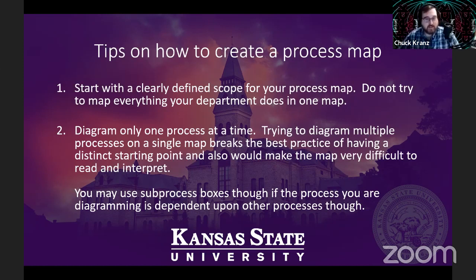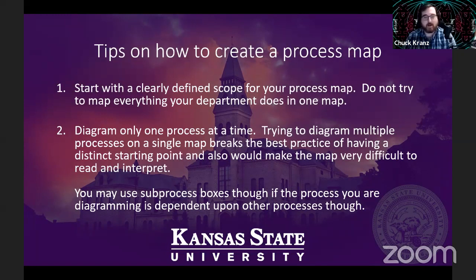So we wanted to go over some tips on creating a process map. Tips 1 and 2 are closely tied together. For 1, you need to start with a scope: a single business process, a single service you're providing. You don't want to try and lump in everything your group does. It's just going to make a giant mess. Start with a very clearly defined business process you want to map, and just stick with that, because it feeds into 2. You only want to map one process at a time.